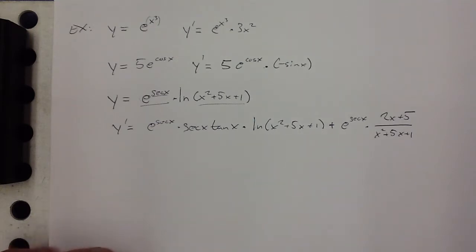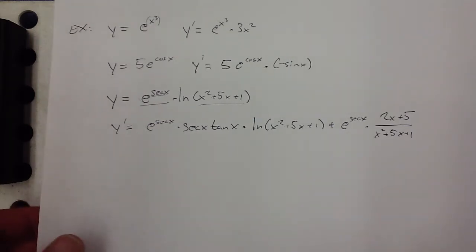All right, so e to the x is a very special function. It is its own derivative. So there's a new one. We got it by doing logarithmic differentiation.